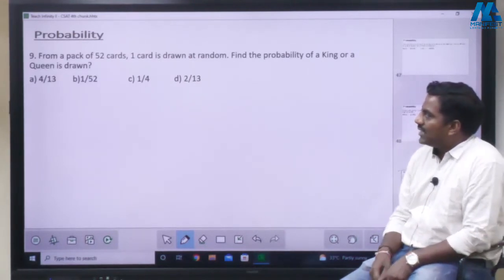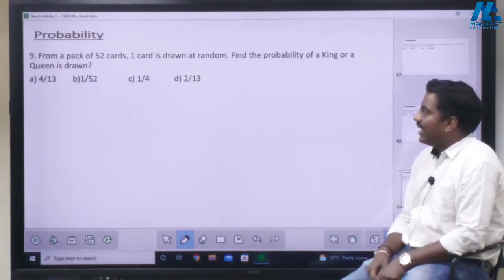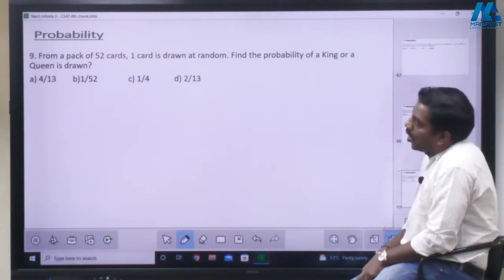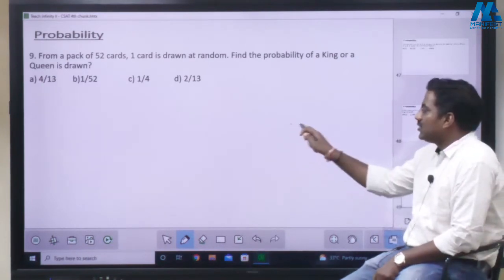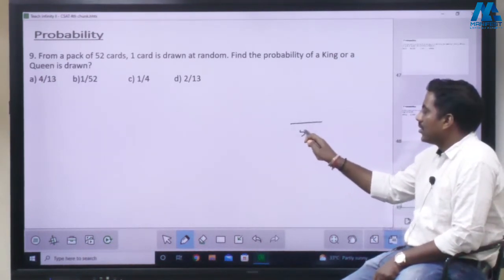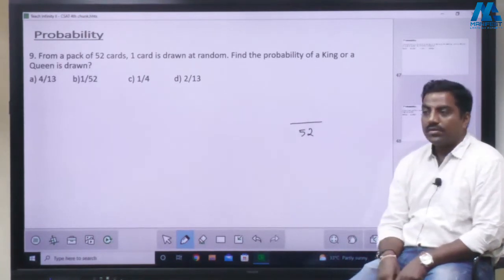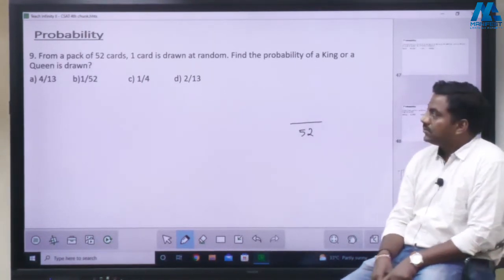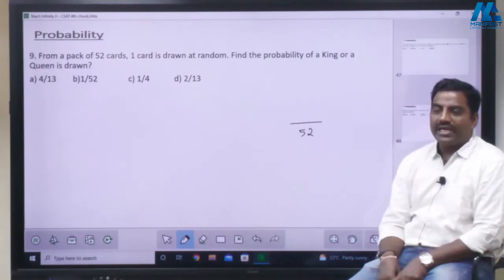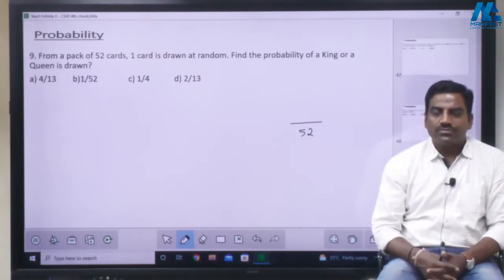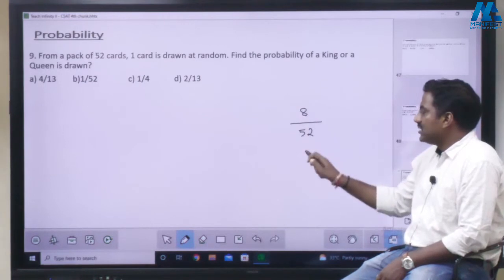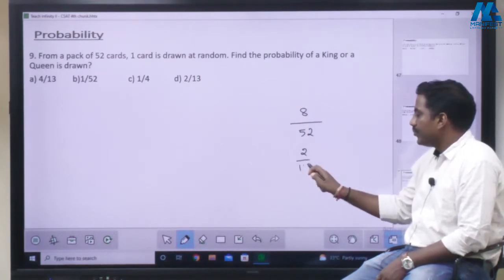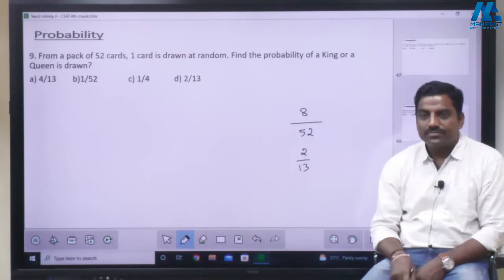From a pack of 52 cards, one card is drawn at random. Find the probability of a king or a queen. So totally how many cards will be there? King or queen. If you take the number of kings and the number of queens, totally how many? Kings or queens? 8 by 52. This is nothing but 2 by 13. Simple.